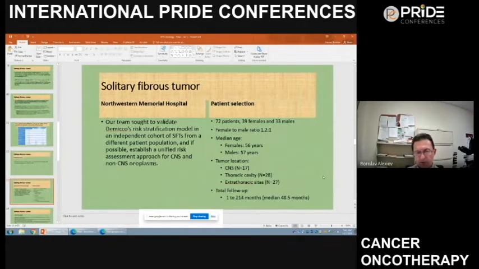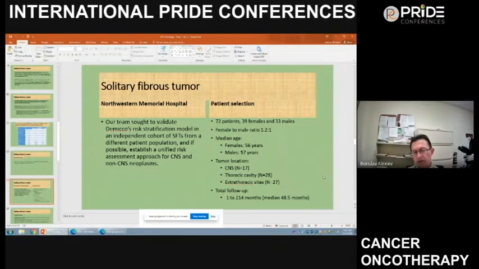So at Northwestern Memorial Hospital, our team sought to validate the D'Amico risk stratification model in an independent cohort of SFTs from a different patient population, and if possible, establish a unified risk assessment approach for CNS and non-CNS neoplasms. We located 72 patients in our registry, 39 females and 33 males, with a female to male ratio of 1.2 to 1, median age 56 years for females and 57 years for males.